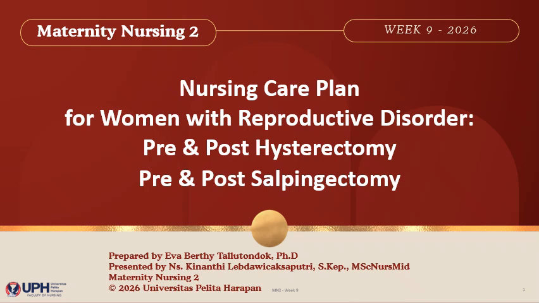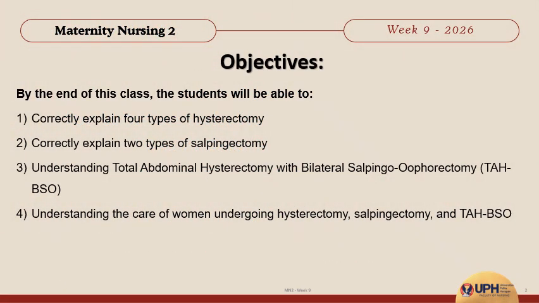The title of today's presentation is Nursing Care Plan for a Woman with Reproductive Disorder, to learn about pre and post hysterectomy, as well as pre and post salpingectomy. The objectives of our class today are that you will be able to correctly explain four types of hysterectomy, correctly explain two types of salpingectomy, and understand the term TAHBSO, which is total abdominal hysterectomy with bilateral salpingo-oophorectomy. You will also understand how to perform a nursing care plan for women undergoing hysterectomy and salpingectomy.